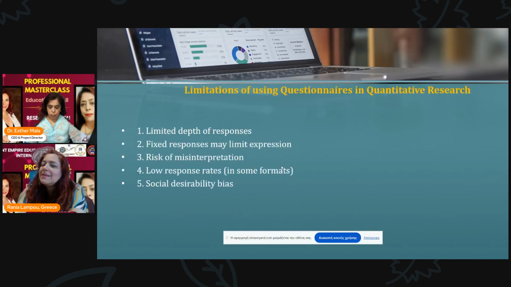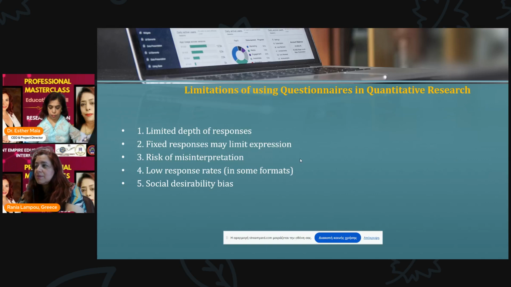On the other hand, what are the limitations of using questionnaires in quantitative research? Because these questionnaires cannot explore complex or detailed explanations. There is no room for probing or follow-up like in interviews. Closed-ended questions may not capture the full range of participant experience or opinions, so fixed responses may limit expression. The risk of misinterpretation, because participants may misunderstand questions, especially without a researcher present to clarify.